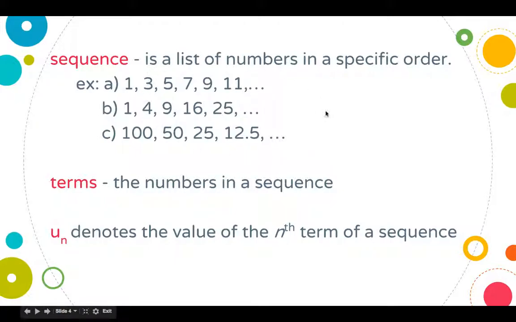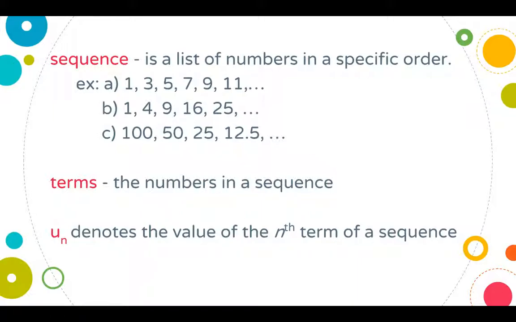Now, when we're looking at sequences, mathematicians are really only interested in sequences that have some sort of pattern or rule. And in situations where there is a pattern or rule, we can write them out using math language. In this class, we're going to be using the letter U sub n to define sequences and to describe sequences. And U sub n, this symbol together, denotes the value of the nth term of a sequence.